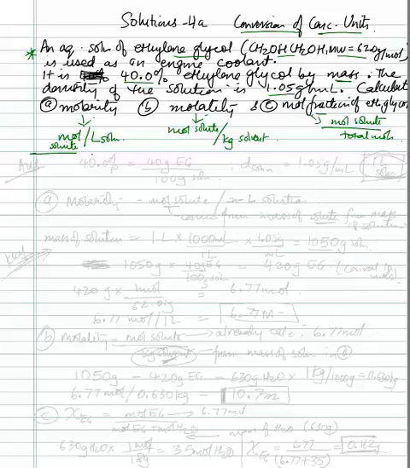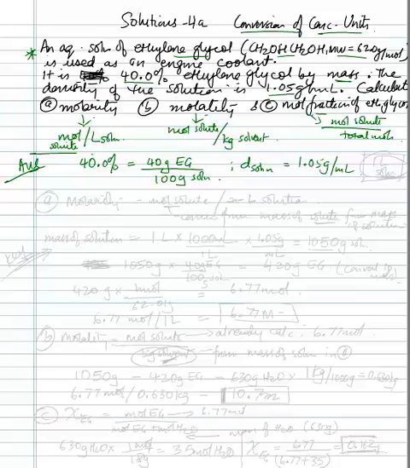Let's look at our data, okay, and see if we have everything. We know that we have a 40.0% solution, and this is by mass, which means that I have 40 grams of ethylene glycol, and EG is my short form for ethylene glycol, over 100 grams of solution. That's what I have. And I have the density of the solution, which is given to us as 1.05 grams per milliliter. So we have this much.